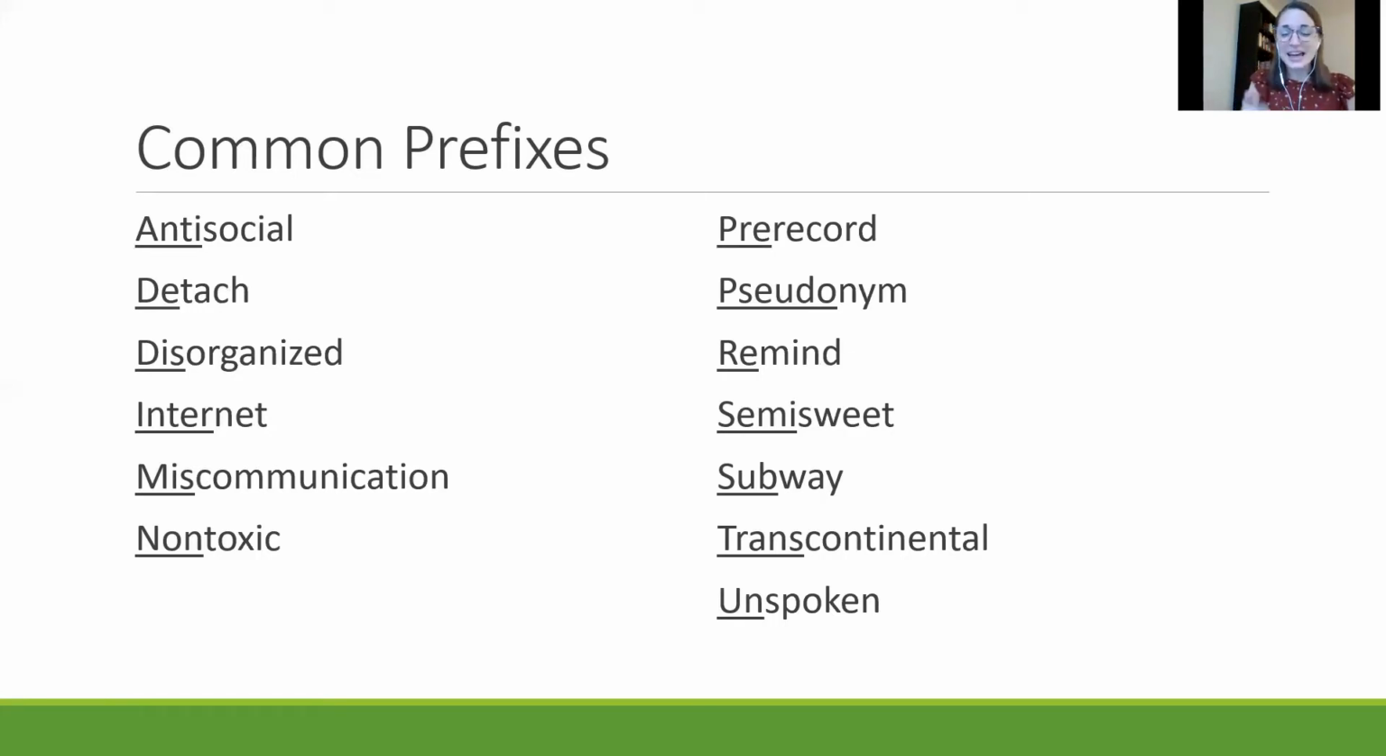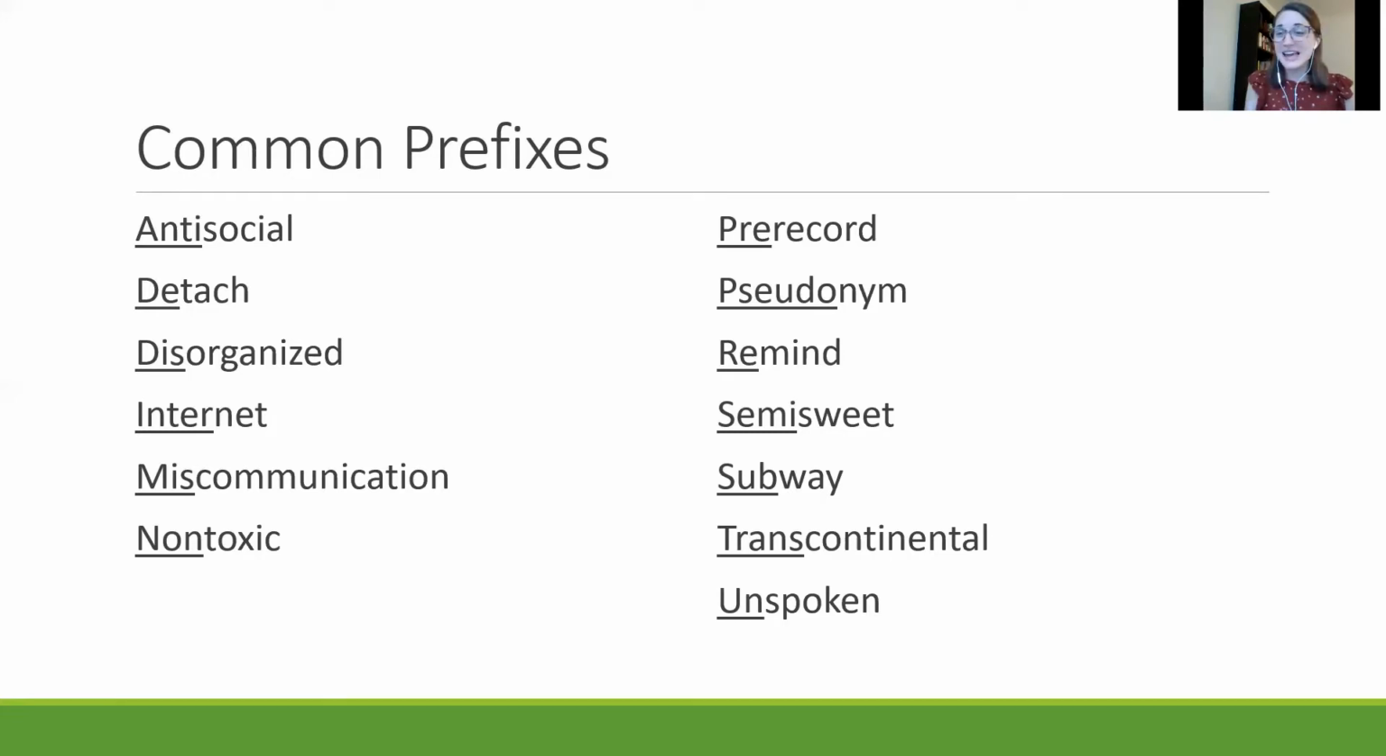So if you see antisocial, well, antisocial is the opposite of social, right? It means that someone is against being social, right? Not just that they don't like it, but they are totally against it. So if you see anti added as a prefix, that means it's against whatever is there.